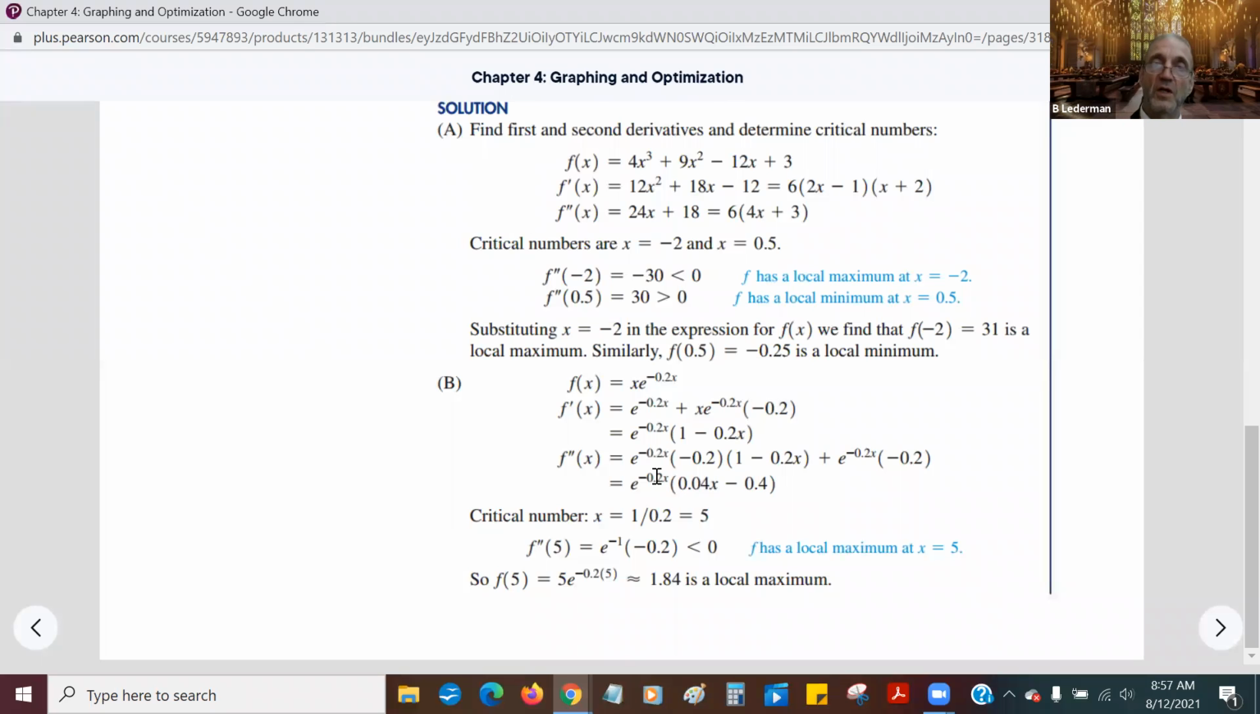Now let's take 5, plug it into the second derivative, and I get e to the negative 1 times the negative 0.2, which is negative. I don't care what it equals. I just care if it's positive or negative or 0. And it's not 0. It's actually negative. So that means you have a local max, and that's exactly what we want to know. Alrighty.